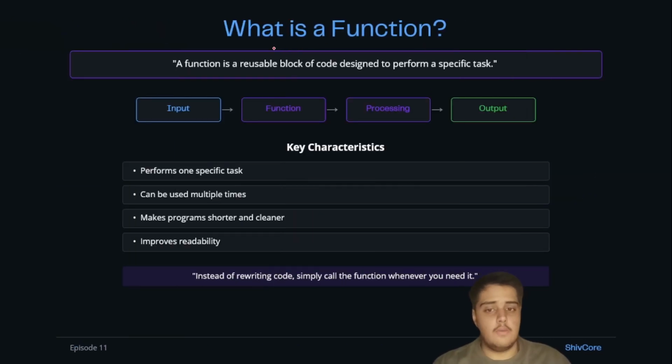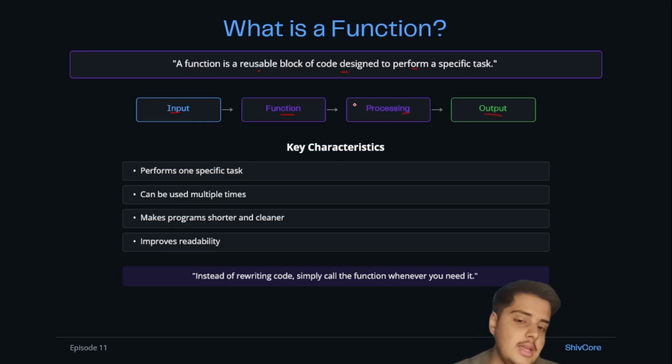Coming next, what is a function? A function is a reusable block of code designed to perform a specific task. If an input is given, the function processes it and gives the output. What are the key characteristics of a function? Simply, it performs one specific task. It can be used multiple times. It makes programs shorter and cleaner, and it improves readability. So instead of rewriting code, simply call the function whenever you need it.